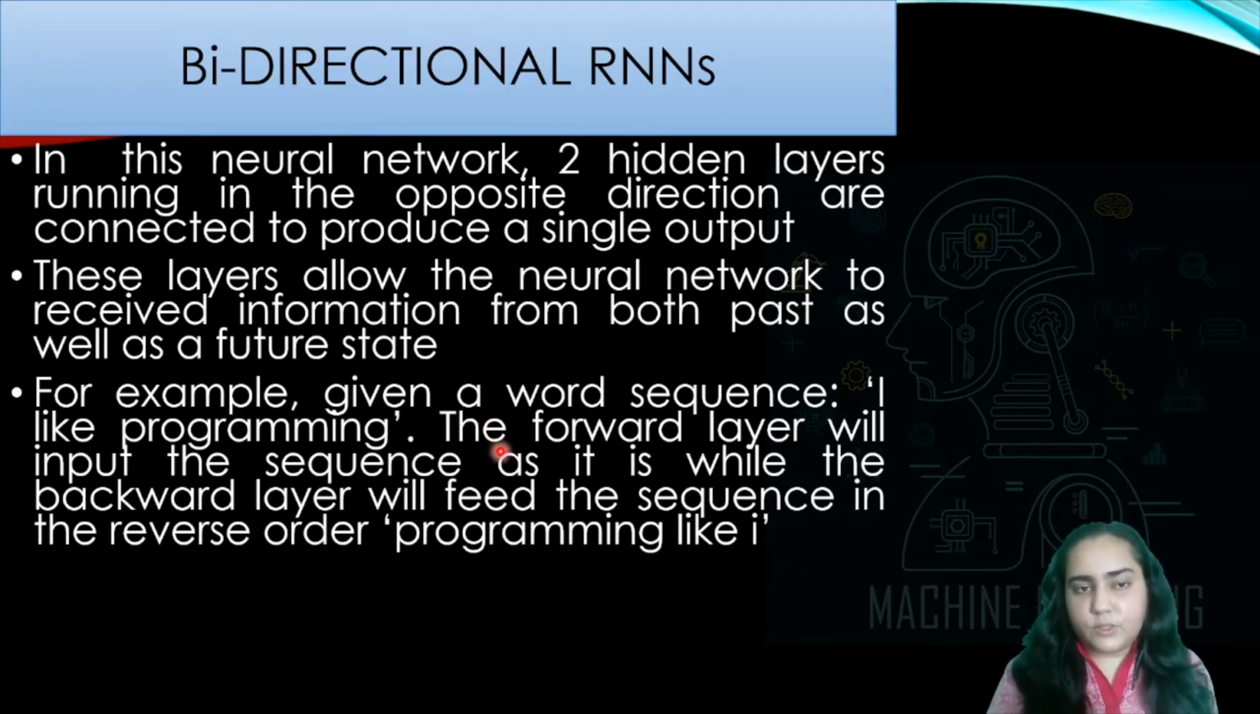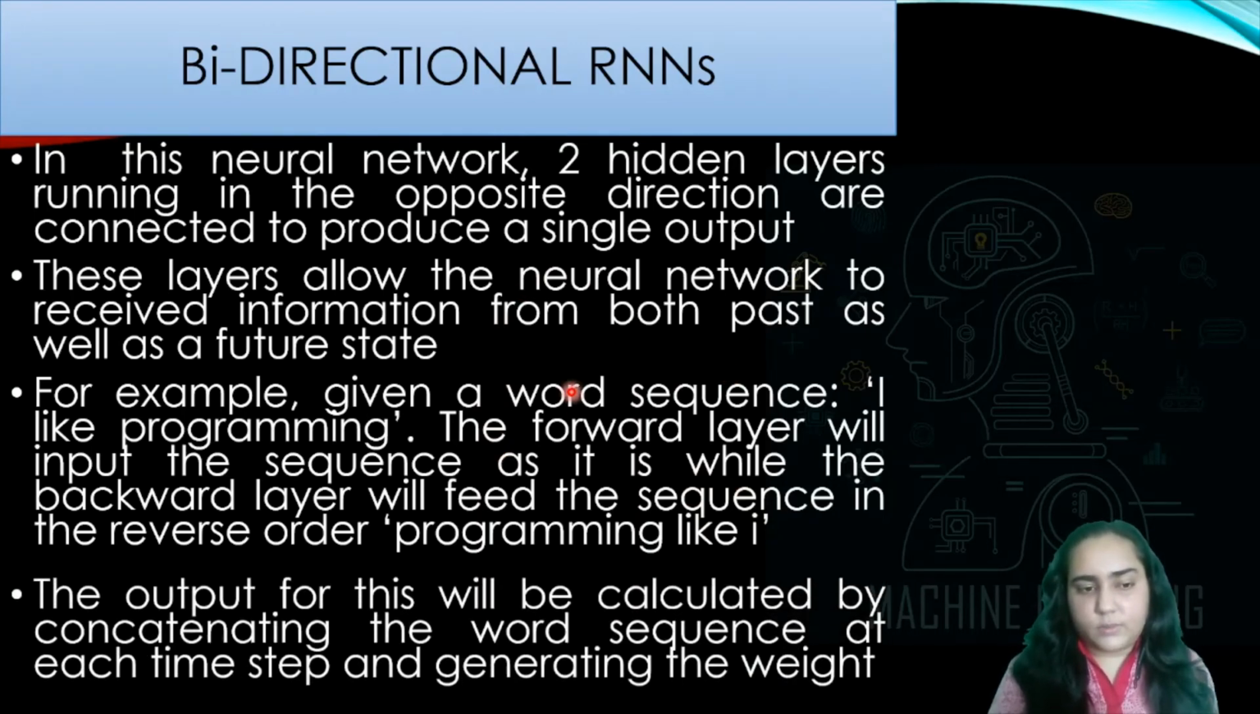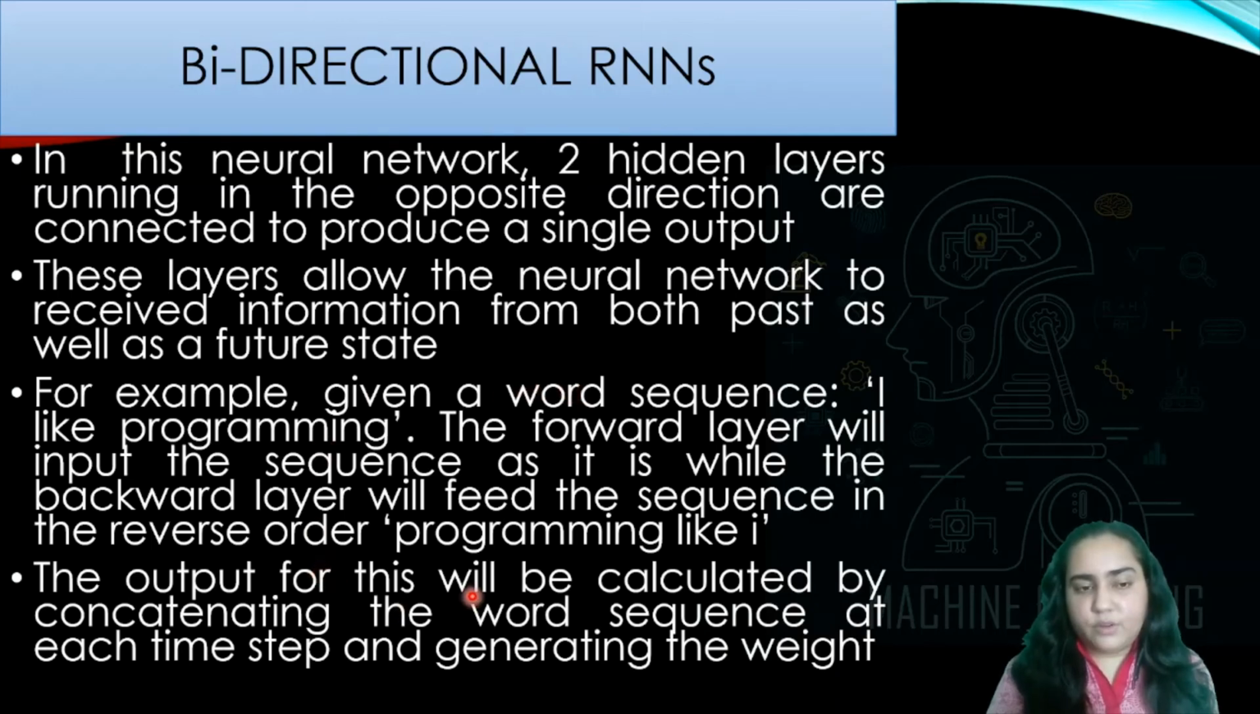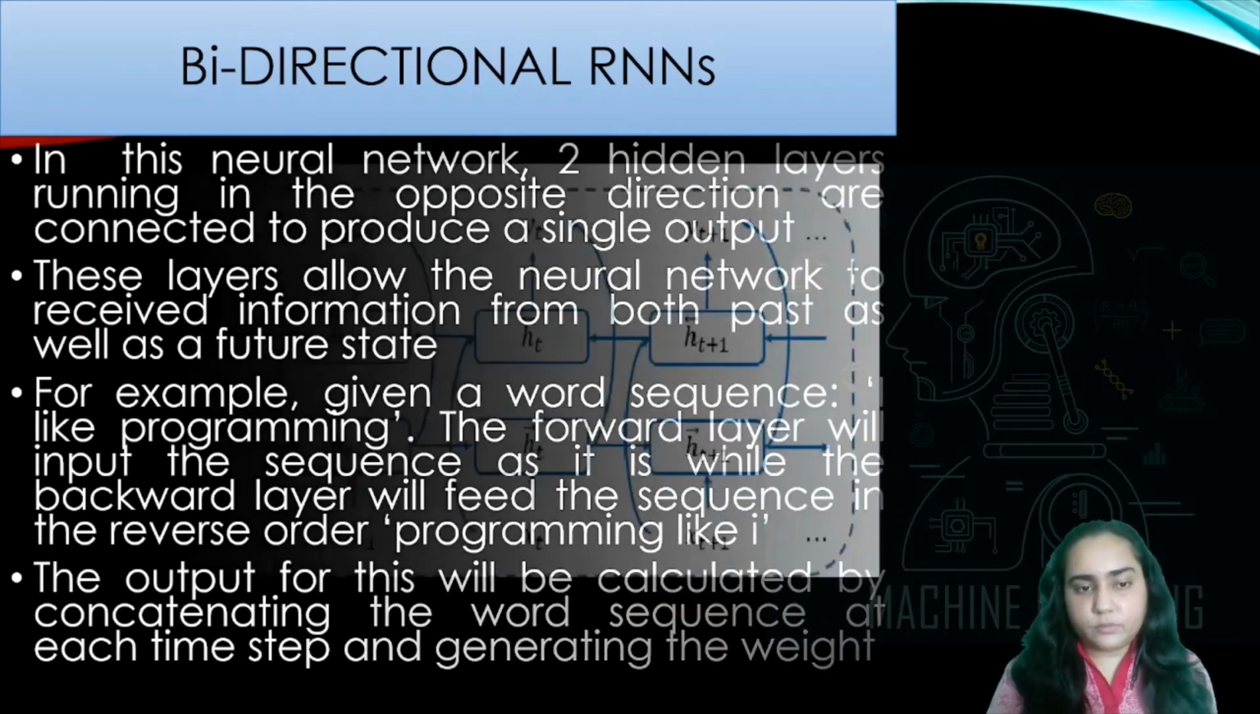And if you do this, then your neural network is going to get information from the past as well as future state. And the output of this will be calculated by concatenating the word sequence at each time step and generating the different weights.